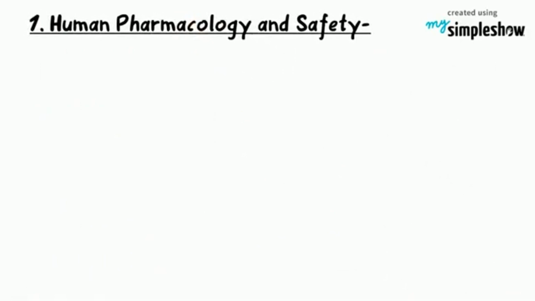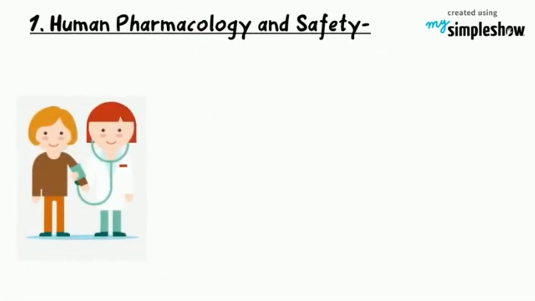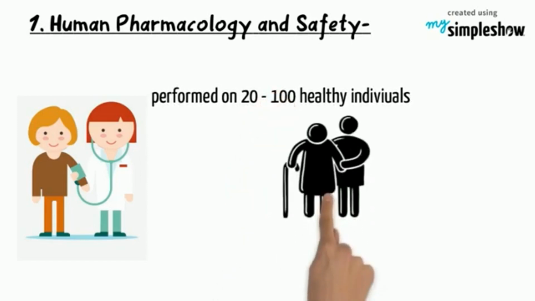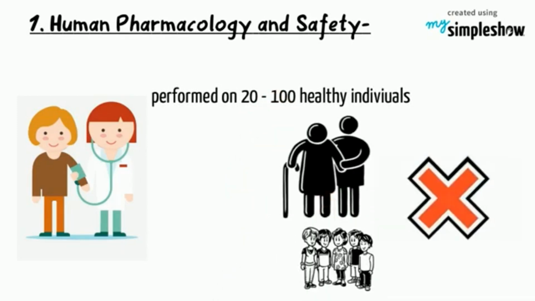Phase 1 is human pharmacology and safety. It is an open-label test. That means both doctor and recipient are aware of what drug is being given. Performed on 20 to 100 healthy volunteers. Elderly and children are avoided, as this first phase is risky, and a healthy individual is more tolerant to the adverse effect of a drug than any patient.